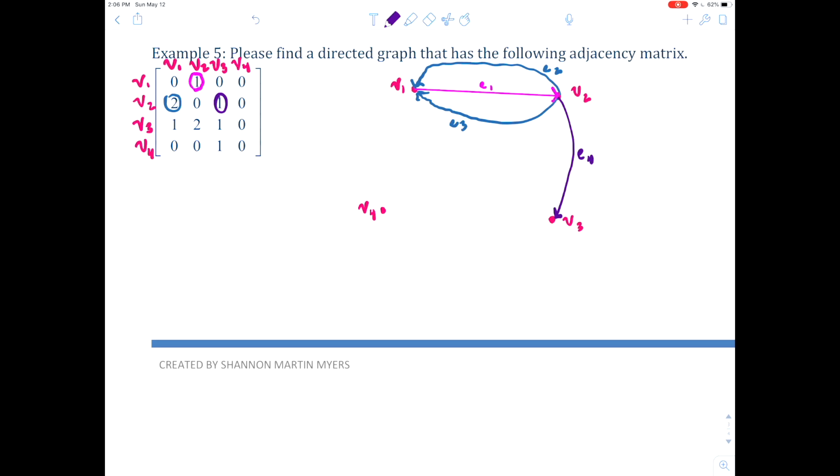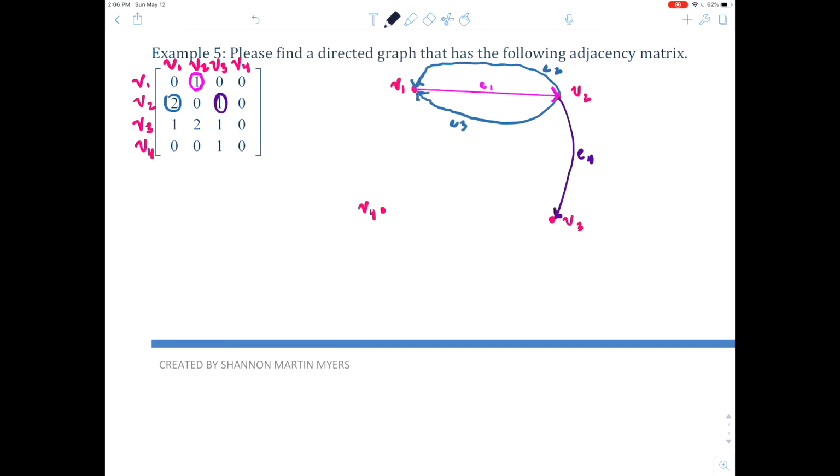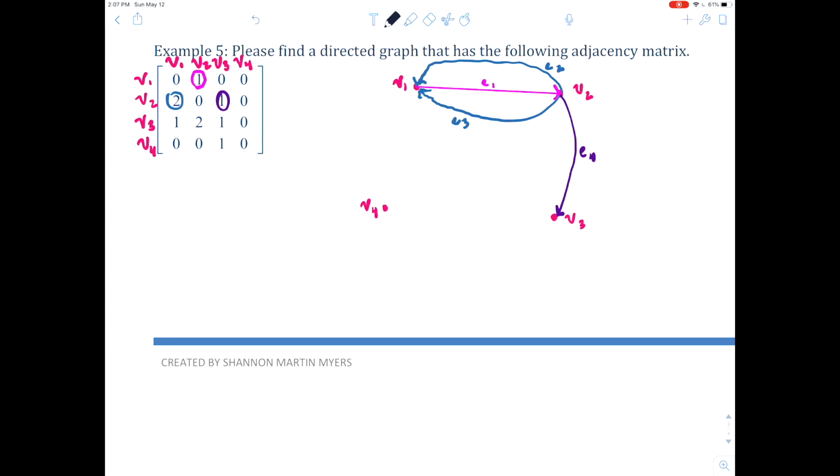And now we're on to the next row. So here on our next row, color, I guess we can use black. So from V3 to V1, we've got one line, or one edge rather. So I'll do it a little curved so it doesn't get too messy looking. And we can call this edge, what are we on? Edge 5.